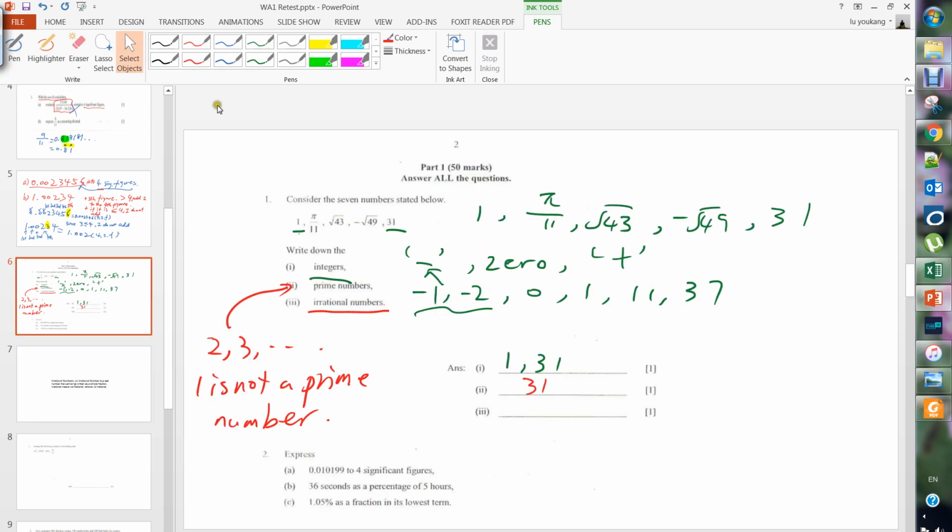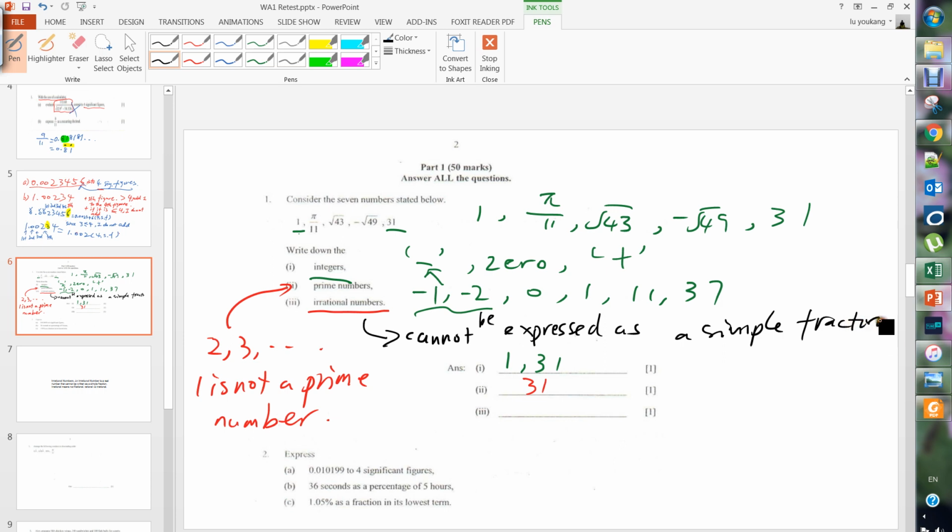So let's look back at this. Remember that? Cannot be expressed as a simple fraction.